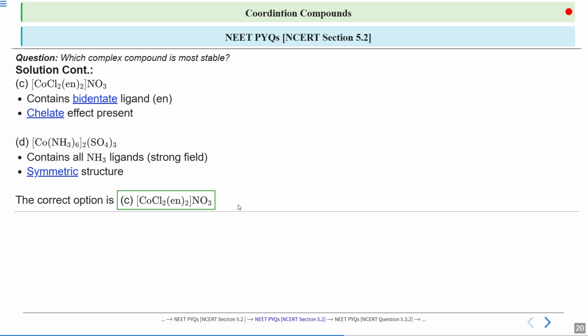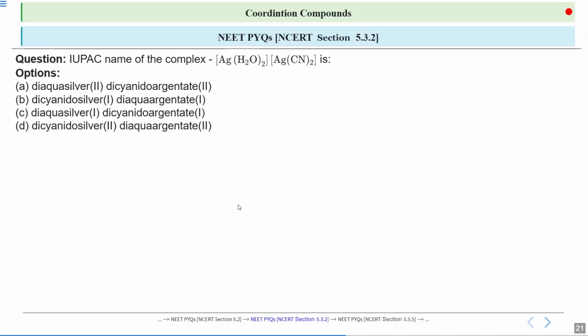Let's move to our next question. This is a NEET PYQ covering NCERT section 5.3.2. The question is: the IUPAC name of the complex [Ag(H2O)2][Ag(CN)2] is. You have been given this complex, and you have to name it according to IUPAC.